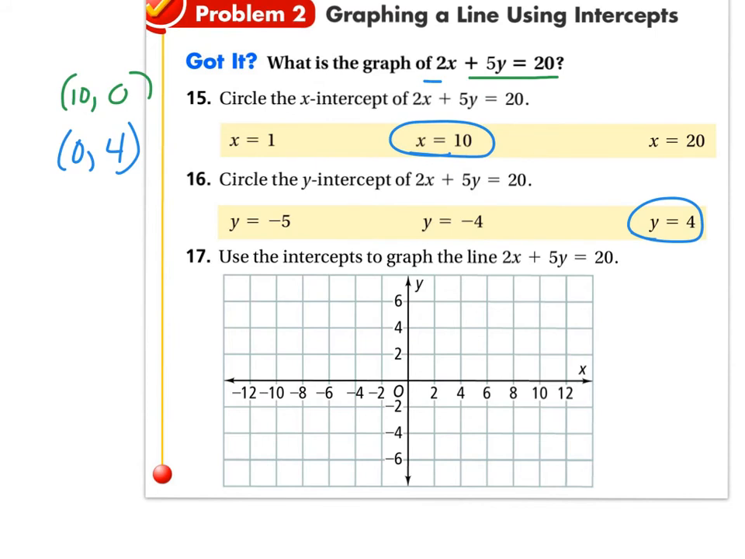What this means is it crosses the x-axis at 10. That's my x-intercept. That's point 10, 0. And it crosses the y-axis at 4. That's the point 0, 4. So I can use that to draw a line. Forgive my non-straight line with two intercepts.